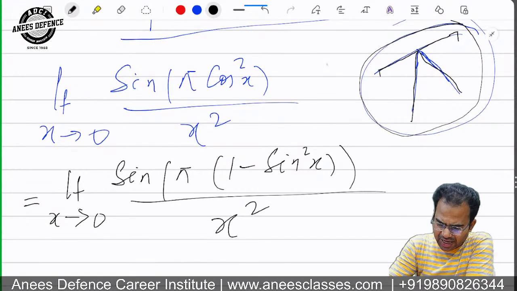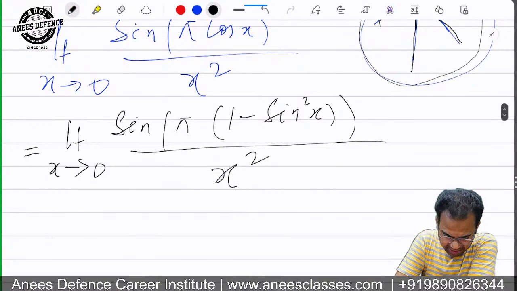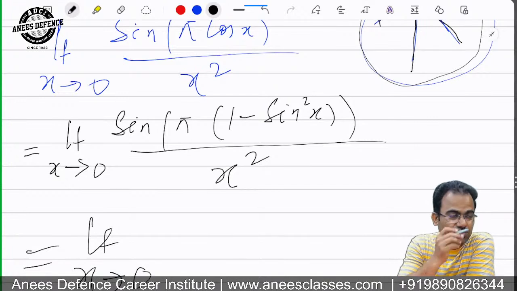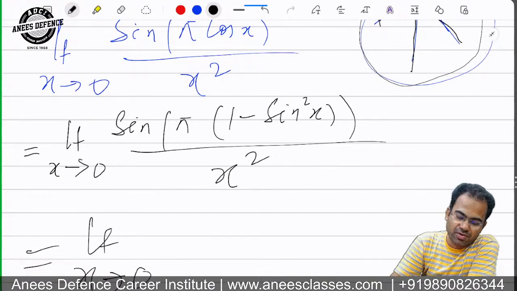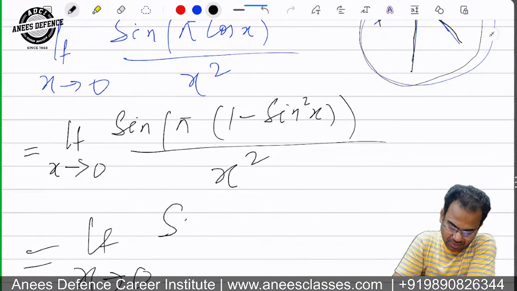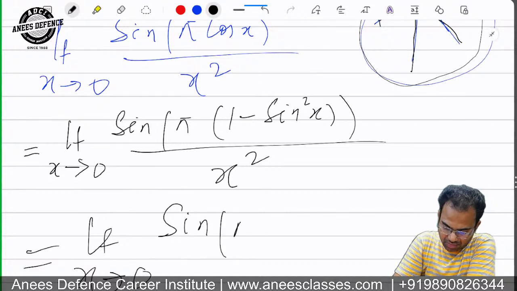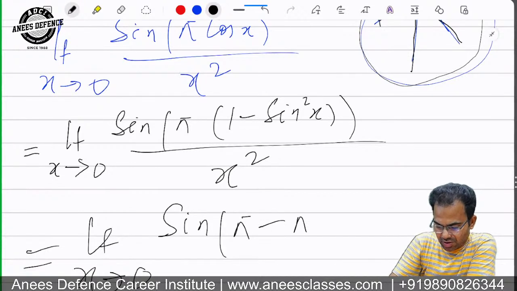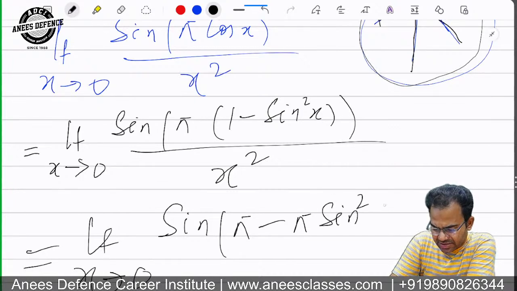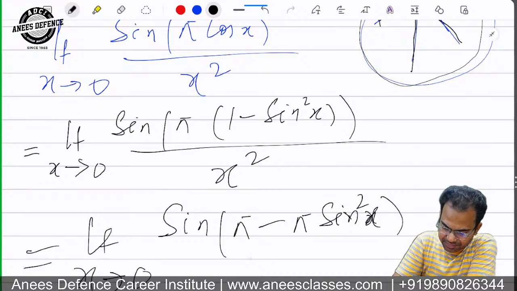I think this question will be asked in NDA this time or in JEE Main. For both exams, this question is very important. For JEE Main it's less important, but for NDA, it's a very, very important question.